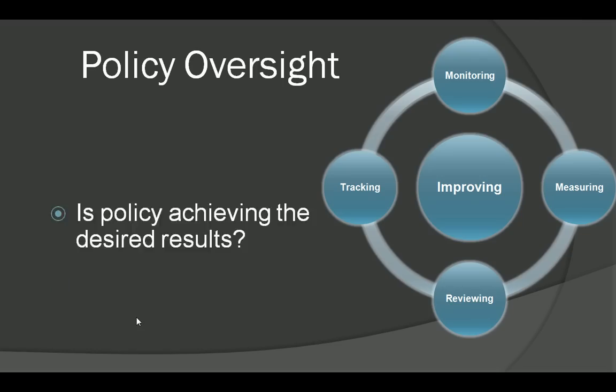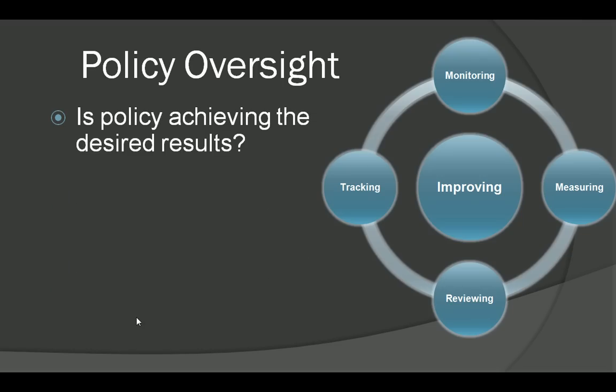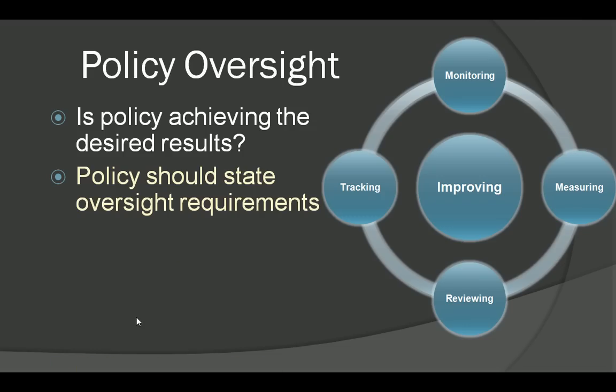So for improvement, if you look in our textbook, we can ask ourselves, is the policy achieving the desired results? The question that we're always trying to answer is, we created this policy, are we achieving the results that we set out to achieve? And how do we do that? Well, we have to have some objective ways of identifying whether or not these policies are working. So our policy should have some kind of oversight requirement. It should include some measurable way to see if we're actually achieving these goals.